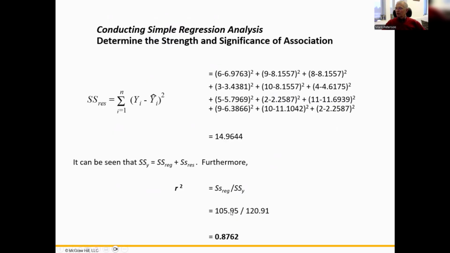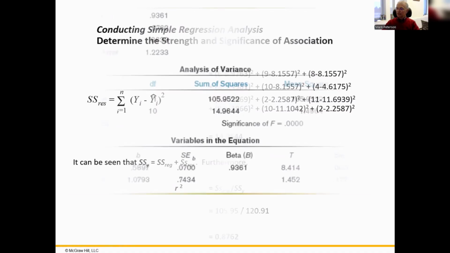So 105.95, the sum of squares regression, divided by our total sums of squares y, 120.91, gives the R square value here of 0.8672. So another strong relationship here in the strength of relationship between years lived in a city and predicting the attitude toward the city, which makes sense.